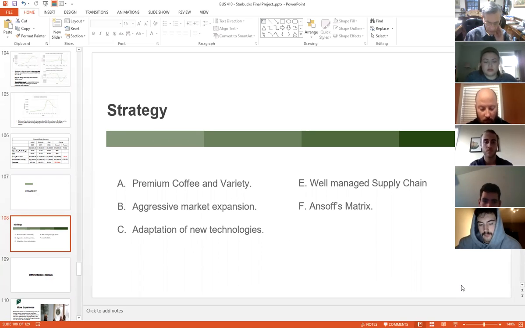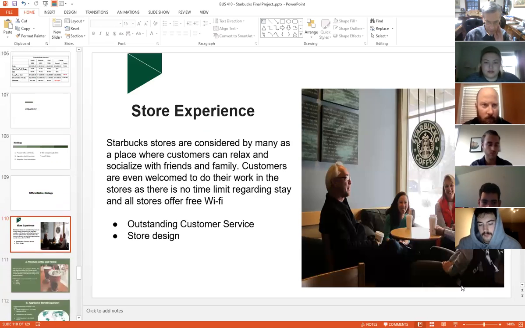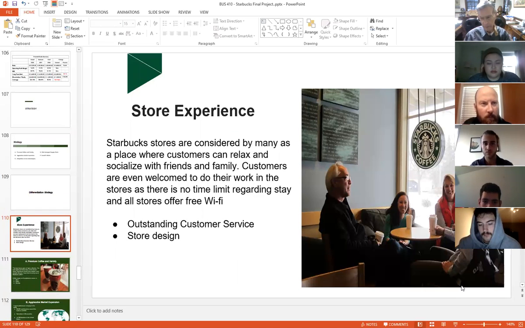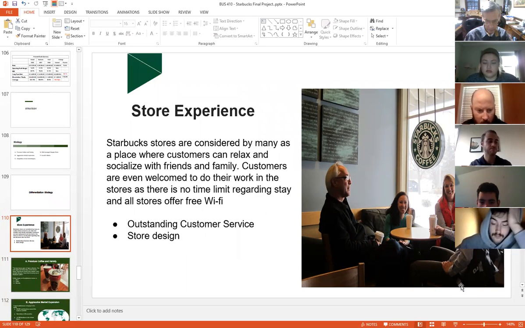Okay, so now we're going to talk about strategy. We can go to the next slide. Okay, so differentiation strategy. We have the store experience. So the Starbucks stores are considered by many as a place where customers can relax and socialize with friends and family. As I mentioned earlier, they have free Wi-Fi. You can stay there for a limited amount of time. Starbucks provides outstanding customer service, and the store design makes customers want to stay until the stores close. This looks like a family having Thanksgiving dinner.